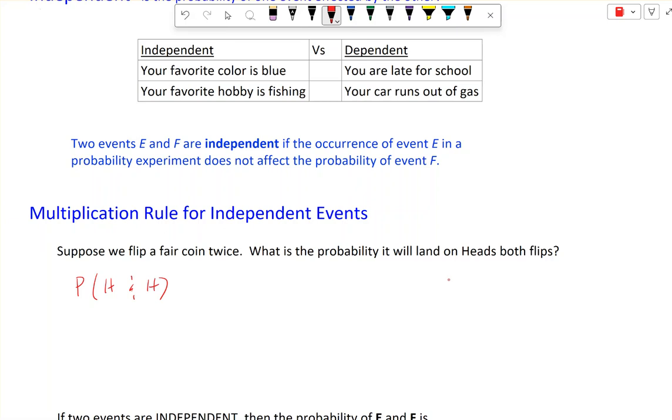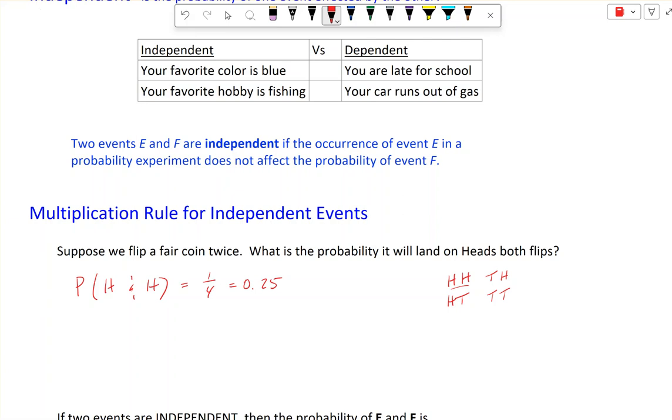If we flip the coin the first time, we get a head. We flip the coin the second time, we get another head. We flip the coin the first time, we could get a head, flip it the second time, we could get a tail. Flip the coin the first time, we could get a tail, flip it again, we get a head. Flip the coin the first time, we get a tail, flip it the second time, we get a tail. There are 4 possible outcomes for flipping a coin twice, and only one of the 4 resulted in 2 heads. So we would have a 1 in 4 chance, or the probability is 0.25.